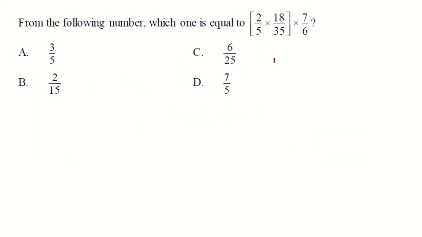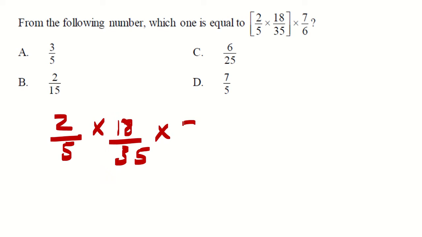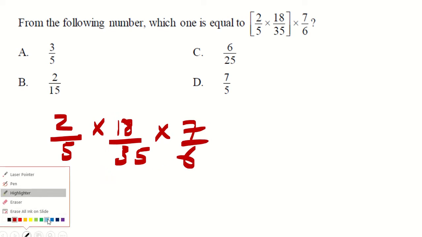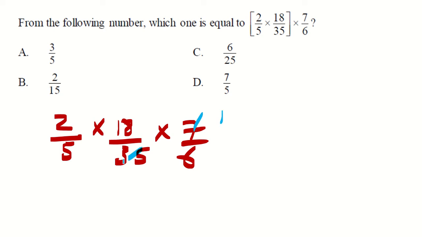The next one, the same manner, it's times all of them. So you can write it without bracket. 2 over 5 times 18 over 35 times 7 over 6. So then observe diagonally how to simplify. Here by 7, 1, this by 7, 5. Again by 6, 1, this by 6, 3.